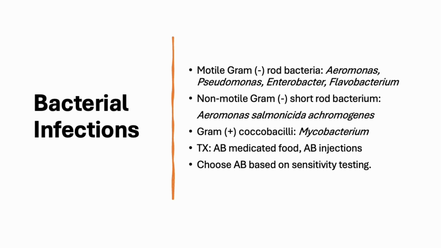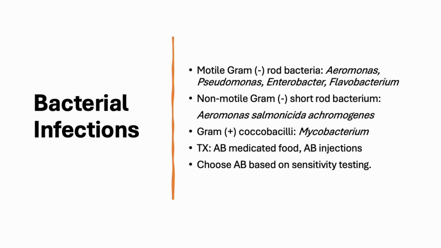Non-motile gram-negative bacteria are the short rods, including Aeromonas salmonicida achromogenes, and this is one that causes ulcer disease in koi, for example. It's a common one. Gram-positive coccobacilli bacteria, Mycobacterium, fortunately is not as common, and it can also be a normal inhabitant bacteria in the aquarium environment.